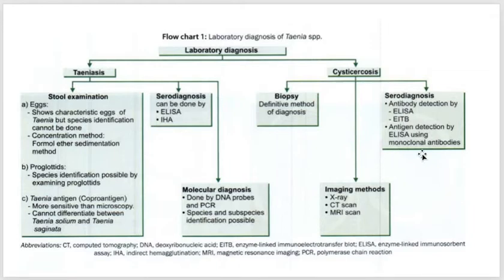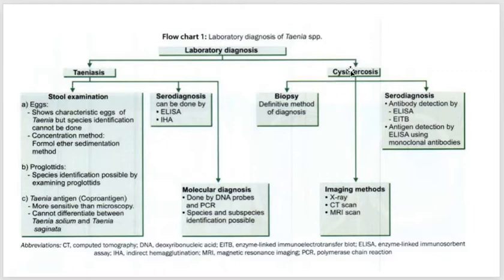So what are the serological tests we can do? We can detect the antigens by, again, ELISA or EITB, which is basically the enzyme-linked immunoelectrotransfer blot test. ELISA is the best test anyways. So we can do that. Depending on which area it is affecting, we can diagnose them. Diagnosis is sometimes difficult due to the non-specific nature of the symptoms associated with especially cysticercosis.